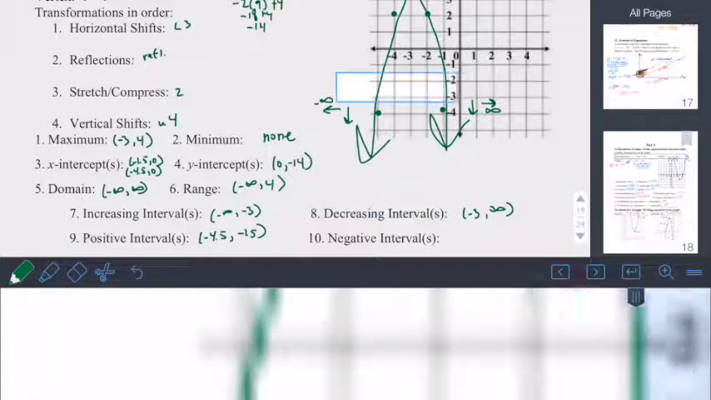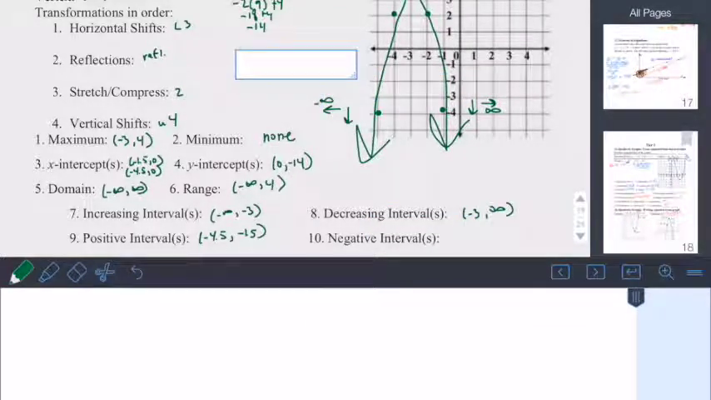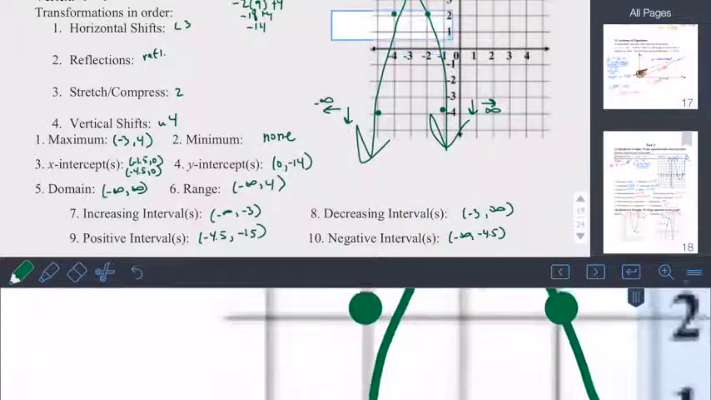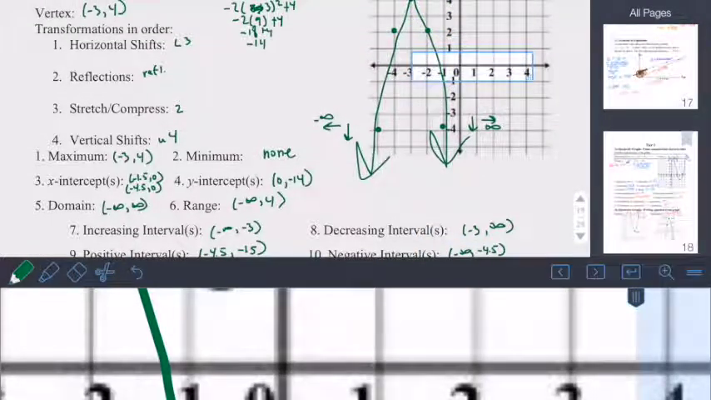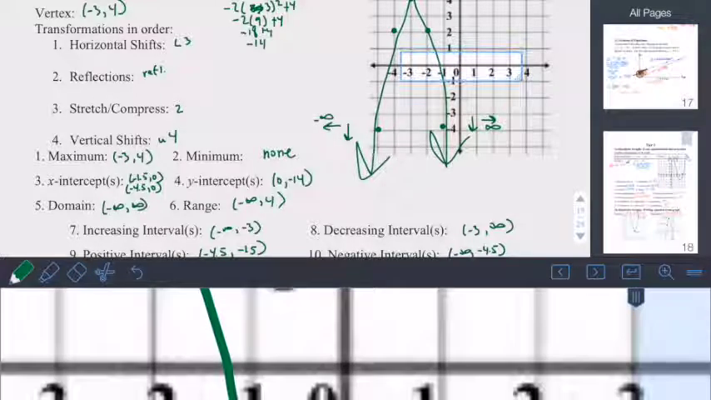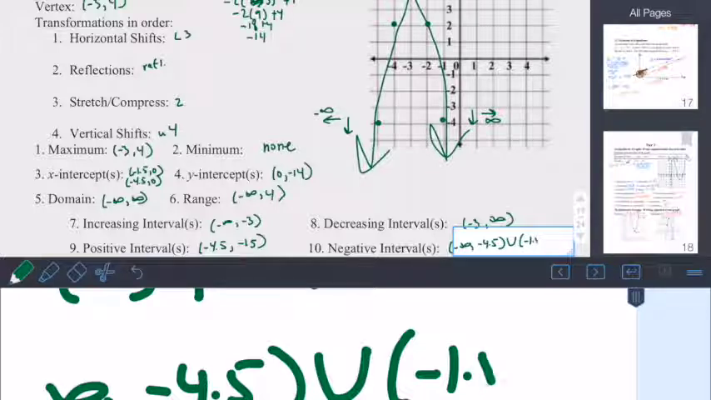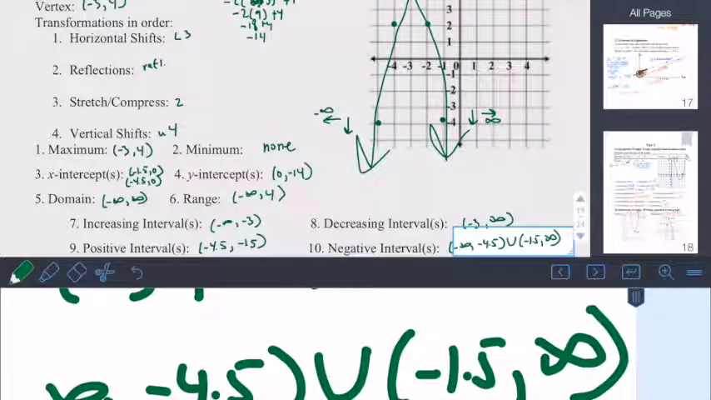Then my negative interval, well, it's negative from the beginning of the function until negative 4.5. So from negative infinity to negative 4.5, it was negative, and then it goes positive, and then it's negative again from negative 1.5 for the rest of the function. So union, negative 1.5 to infinity.